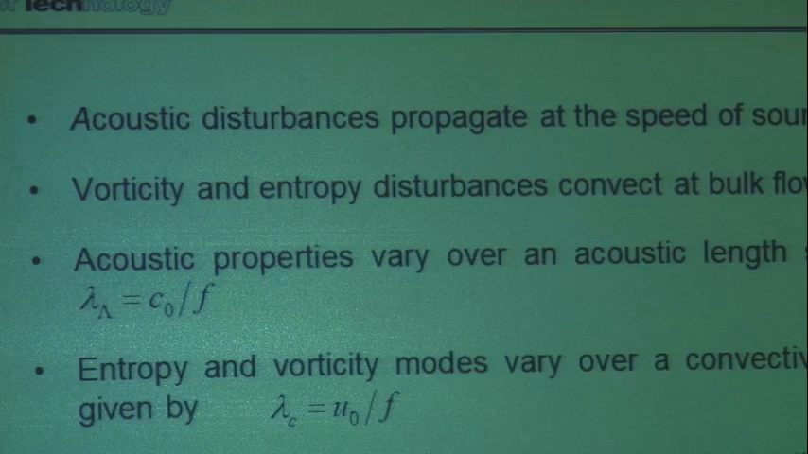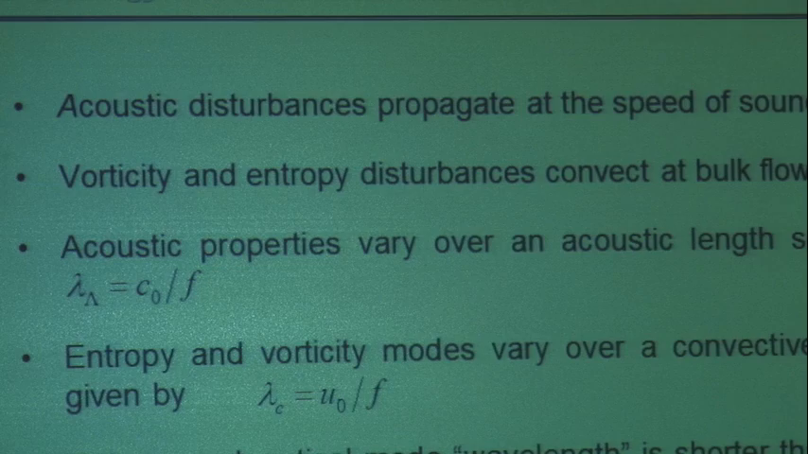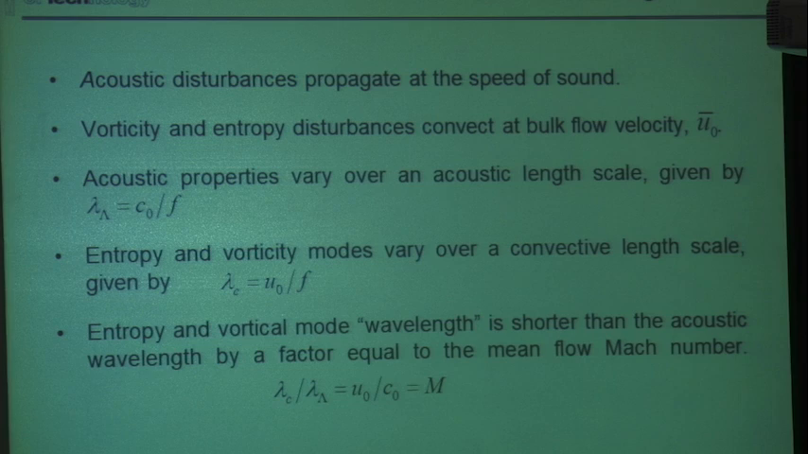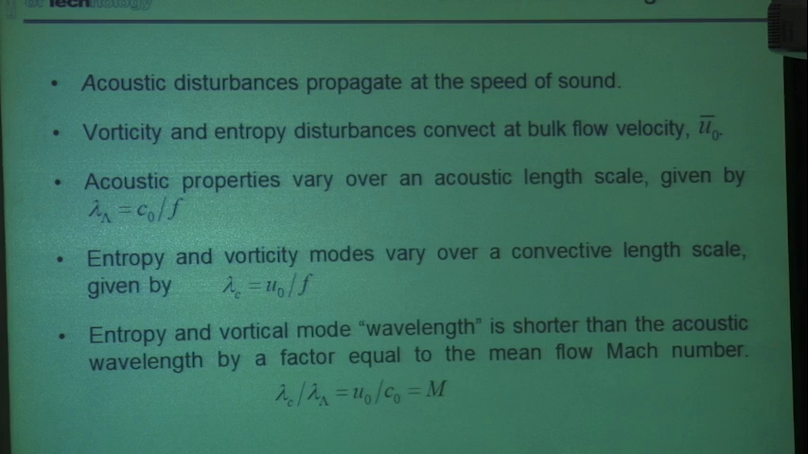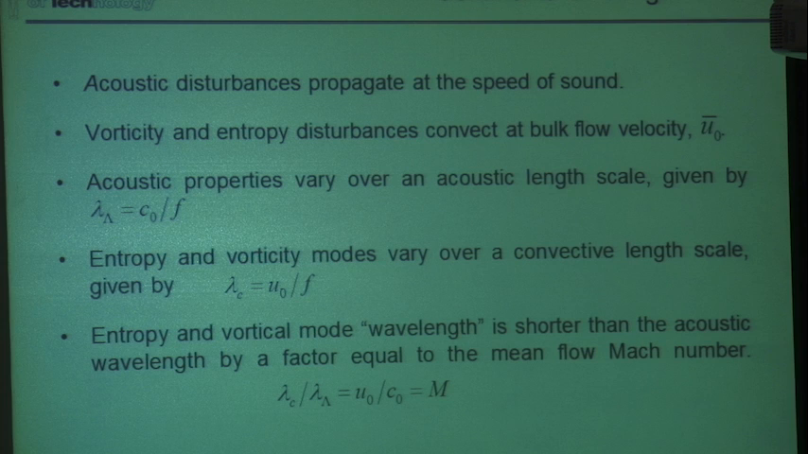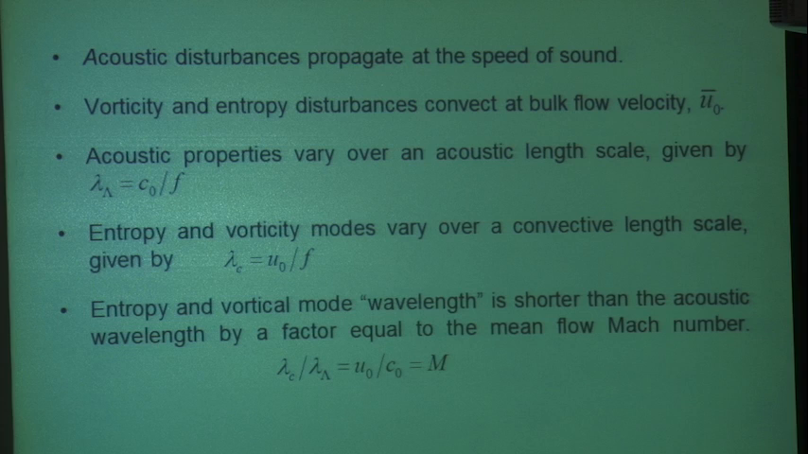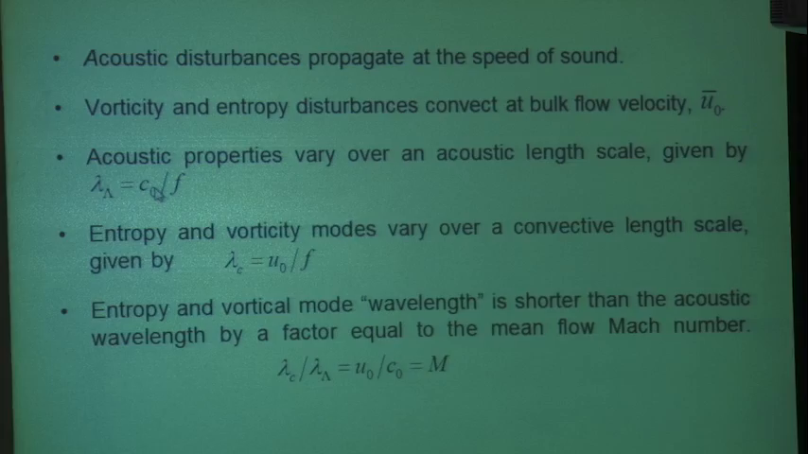Now, where things start to get interesting is if you start comparing and contrasting the different features of these acoustic, entropy, and vortical disturbances. First of all, acoustic disturbances move at the speed of sound, whereas vorticity and entropy disturbances move at the bulk flow velocity. So if we think about length scales, acoustic properties like the temperature fluctuation associated with the acoustic field, or the pressure if it's a harmonic disturbance, are going to vary over some length scale. That length scale is what I'm going to call the acoustic wavelength, which you'll all be familiar with. It's just the speed of sound divided by the frequency.